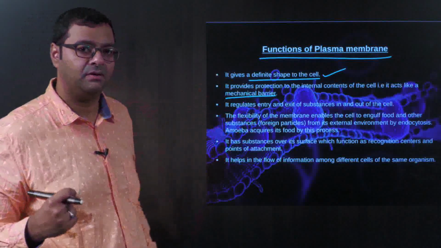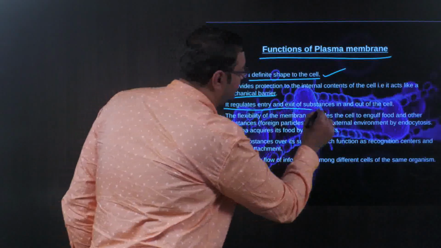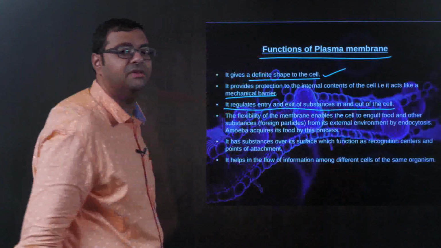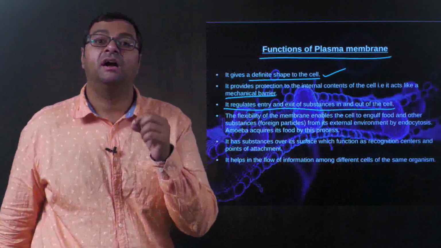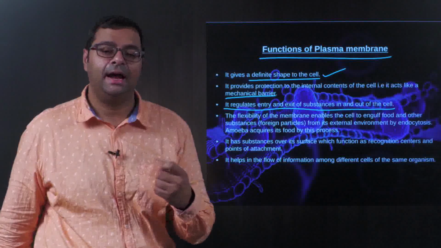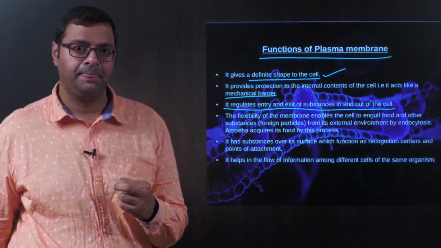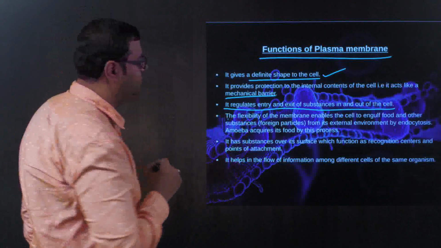All right children. Now moving on to the third function. It regulates the entry and exit of substances in and out of the cell. Now when I say it regulates, what does that mean? It controls the entry and exit of substances in and out of the cell. Now this is a very important part which you need to understand.